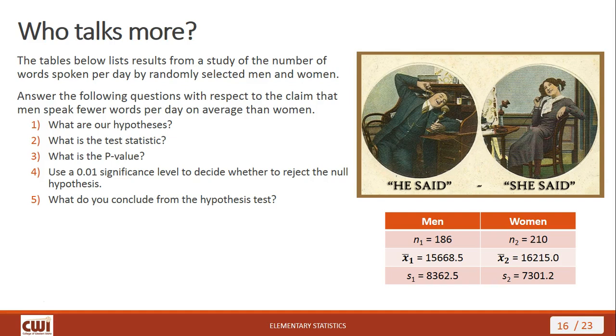1. What are our hypotheses? 2. What is the test statistic? 3. What is the p-value? 4. Use a 1% significance level to decide whether to reject the null hypothesis. And 5. What do you conclude from the hypothesis test? Notice that we're giving the group of men the subscript 1 and the group of women subscript 2. This is because men were mentioned first in the problem statement. Women were mentioned second. So that's why the subscript 1 is going with the men and the subscript 2 is going with the women.